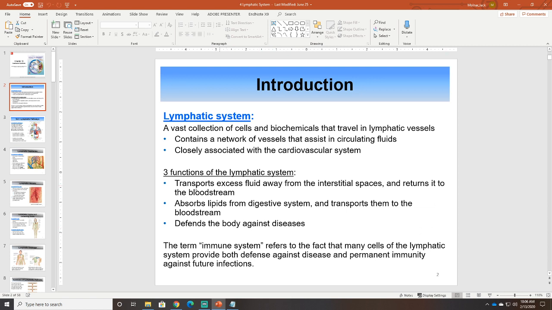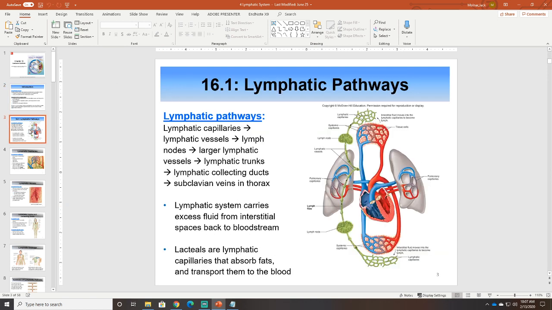It transports, as we mentioned, that excess fluid away from the interstitial space, away from the tissue fluid, and returns it to the bloodstream. And we didn't mention, but there are lymphatic capillaries in the digestive system, which help move defense against disease and permanent immunity against future infections. And you're going to see that in the lymph nodes, we have B and T cells residing there. And they're basically monitoring the fluids that are picked up from the tissues, and they're looking for signs of infection.